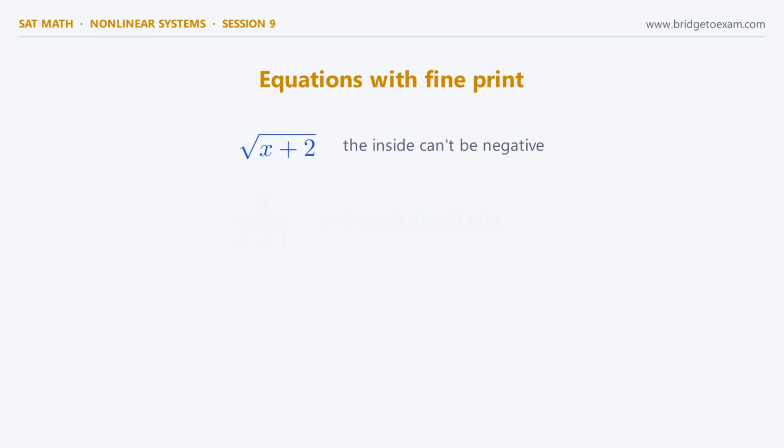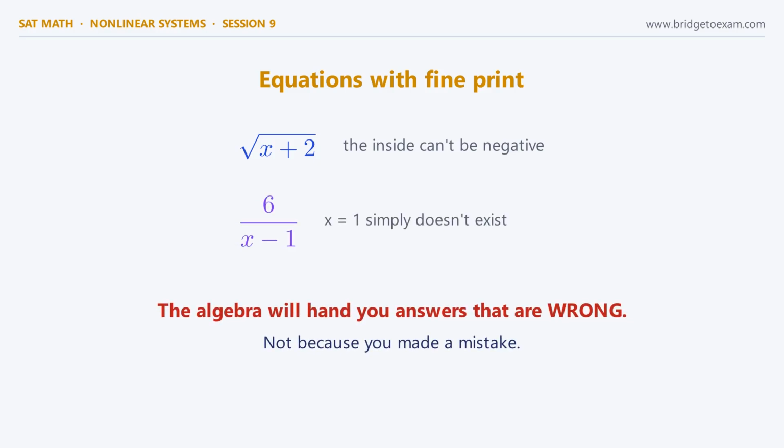Welcome to Session 9. Today's equations come with fine print. When a system contains a square root or a variable in a denominator, there are values of x that are simply not allowed to exist. And here's what makes this session different from every other one. The algebra itself will hand you answers that are wrong.